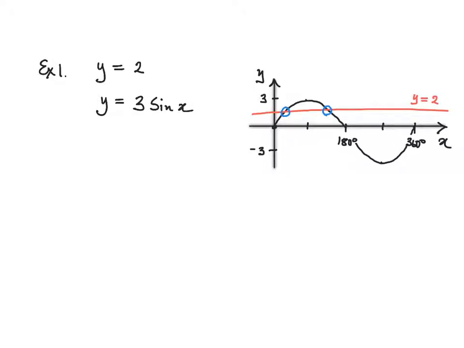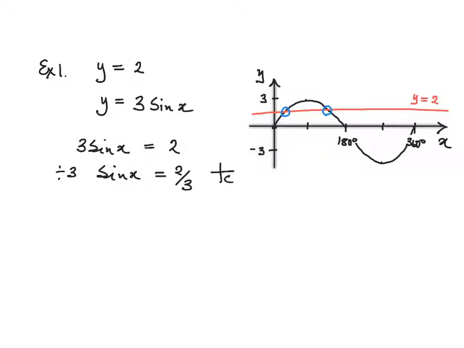Now, to work out the points of intersection, what we have to understand is that at these 2 points, the trigonometric graph 3 sine x is equal to the straight line 2. So we can set both equations equal. What we now have here is a simple trigonometric equation which has to be solved. I'm going to divide both sides by 3. So sine x then equals 2/3. We've simplified the trigonometric equation.